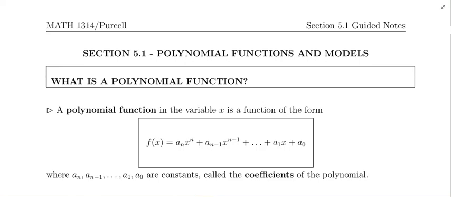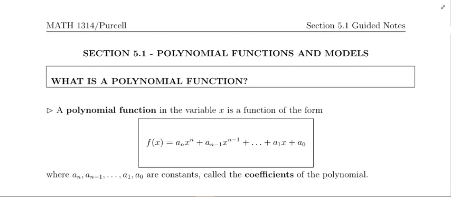Section 5.1, Polynomial Functions and Models. The first thing we're going to do in this section is talk about what a polynomial function is. And actually, we've been using polynomial functions this entire semester. We just haven't been calling them that.